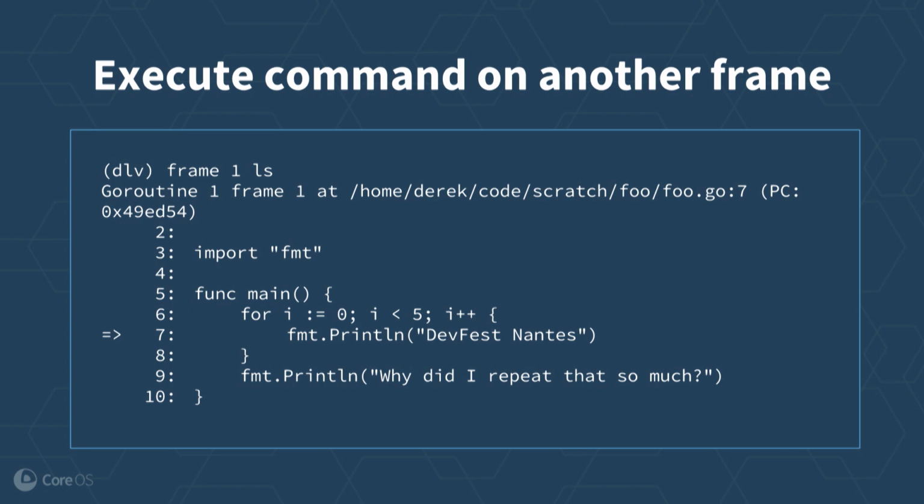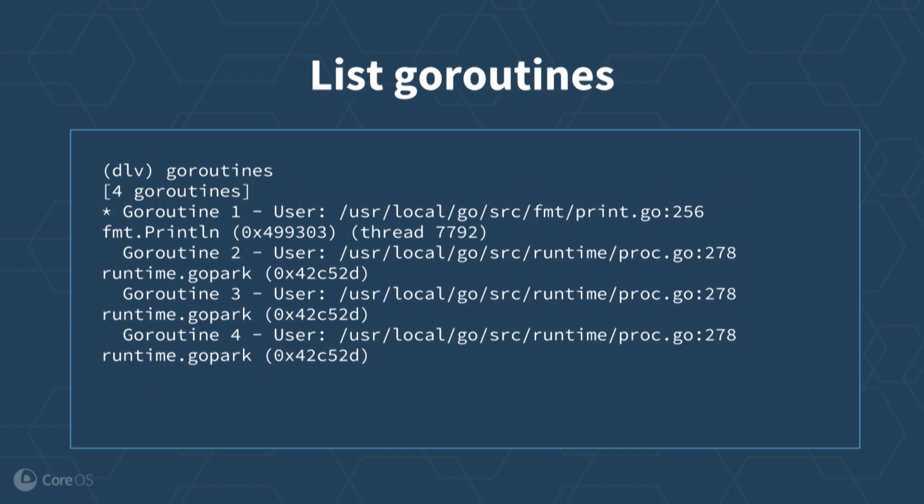With that information, you can actually execute commands in another frame. With that stack trace output, if you wanted to see what was happening one or two frames above you, you can run frame, the frame number, and then some sort of command. Like ls is list, it'll print out the source code. You could also run locals or any other kind of command and get information back.